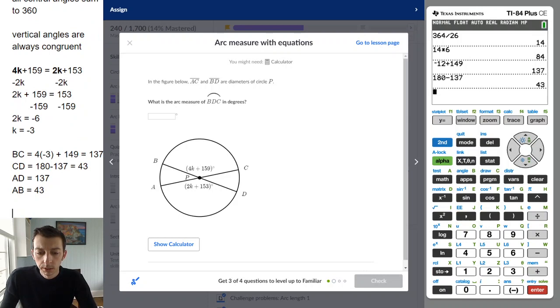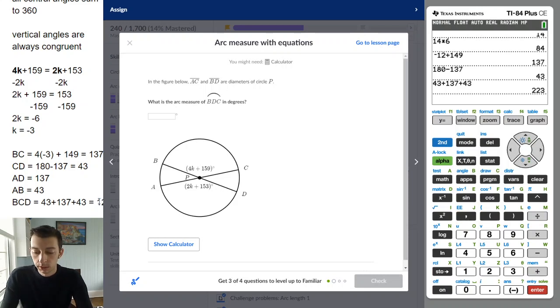Oh, I realized that you actually can't see some of what I'm typing here, so I just scrolled down so that you can see it. So we know that BDC should be equal to BA, which is 43, plus AD, which is 137, plus CD, which is 43. When you add all those together, 43 plus 137 plus 43, you end up with 223.